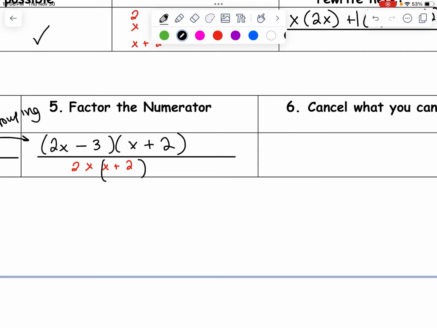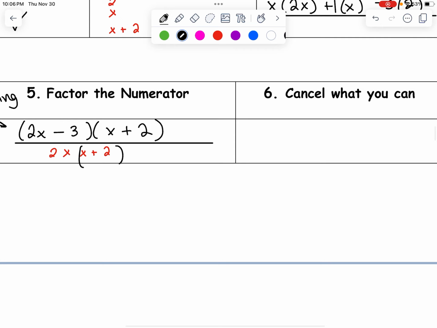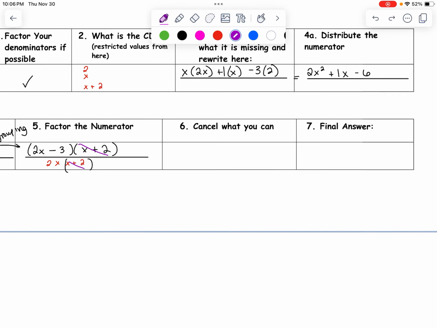Okay, we're almost done. Cancel what you can. What are we canceling here? X plus 2, binomial with binomial. What about this 2x and that 2x? No, you're right. Boom. And the final answer: 2x minus 3 over 2x. So I did an okay job?